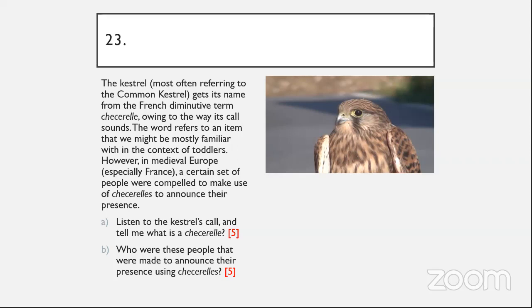So that was the call of the common kestrel. Now, kestrels get their name from the French diminutive term. We might be more familiar with this item in the context of toddlers. However, in medieval Europe, a certain other set of people were compelled to make use of kestrels to announce their presence. So what is a kestrel and who are these people that were made to announce their presence using these?